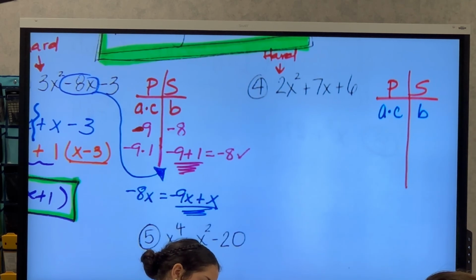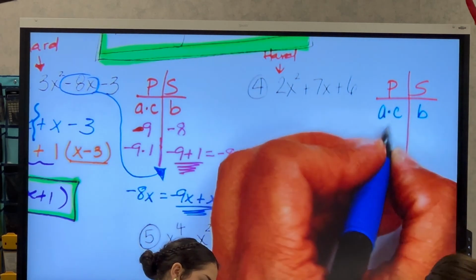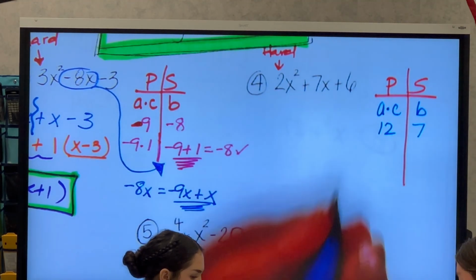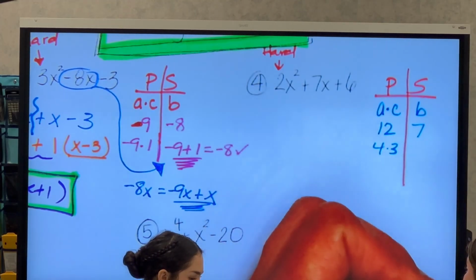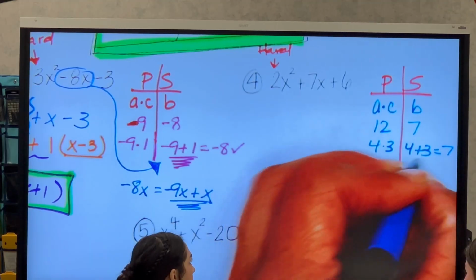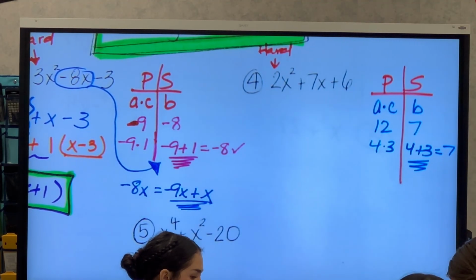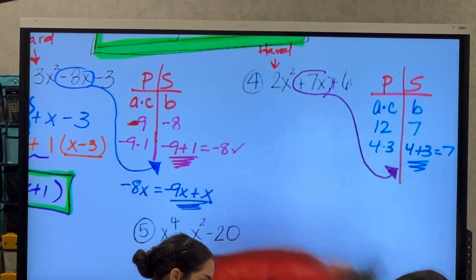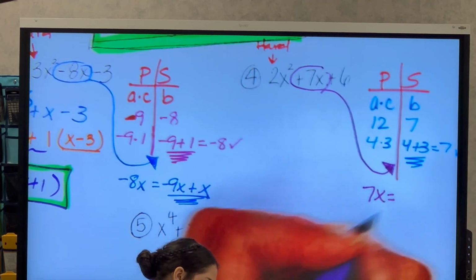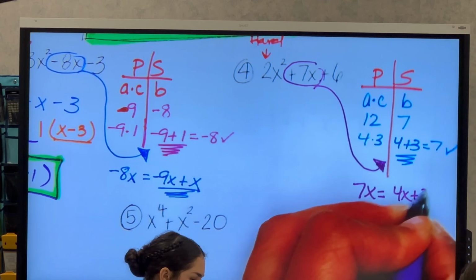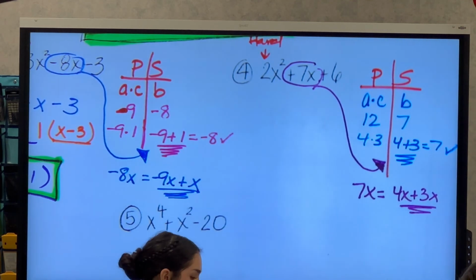What's the product? And the sum? What two numbers? 4 and 3. And it doesn't matter the order you put them in. 4 times 3 is 12. 4 plus 3 is 7. These are the droids I'm looking for. So then you do the replacement. You've got to replace that 7x with the new numbers. But instead of 7x, we need to use the numbers that work, but they have to have an x attached to them. So 4x plus 3x. This is what I'm replacing it with.